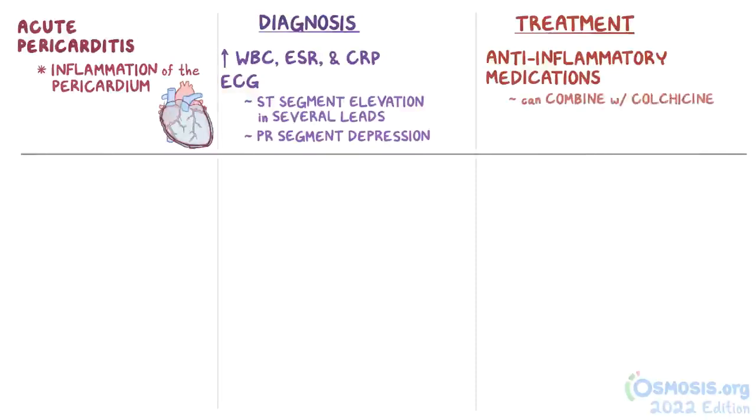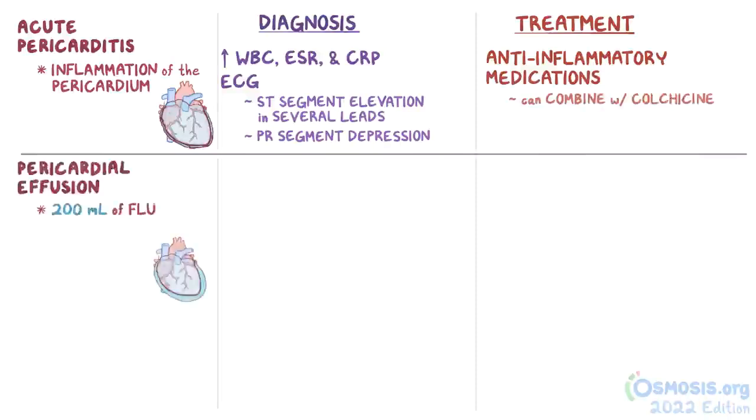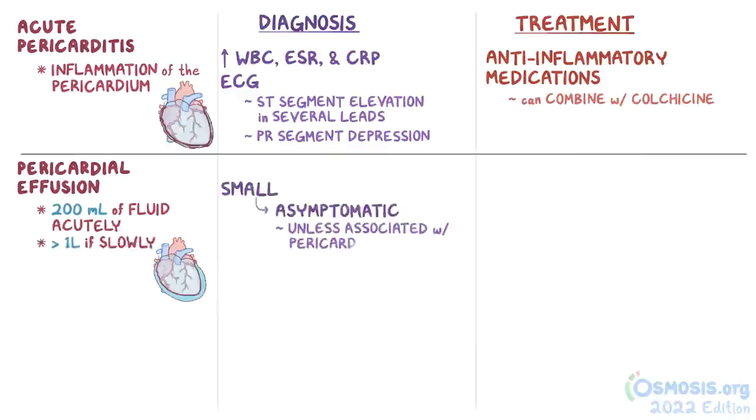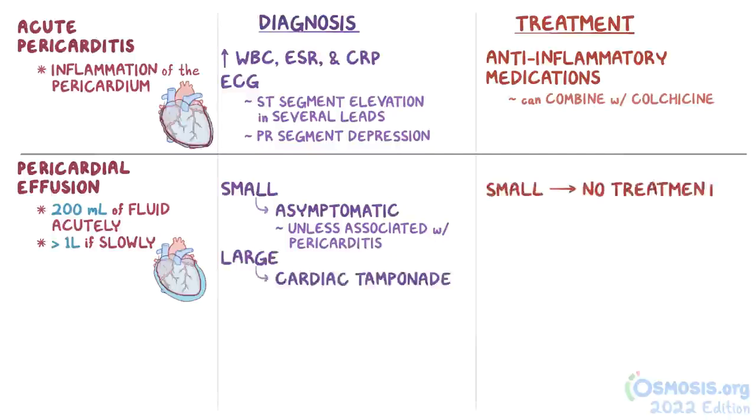If there's fluid accumulation in the pericardial sac, you get a pericardial effusion, filling with up to 200 milliliters of fluid acutely, and over a liter of fluid if it accumulates slowly. Small effusions can be asymptomatic unless they're associated with pericarditis, whereas a large effusion may cause symptoms of cardiac tamponade. Some pericardial effusions remain small and never need treatment.